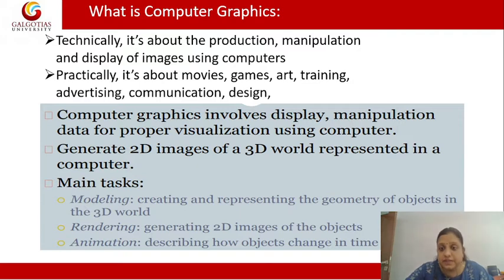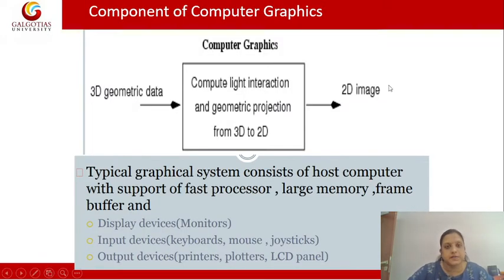Computer graphics involves display and manipulation of data for proper visualization using a computer. It generates 2D images of a 3D world represented in a computer. The main tasks involved in computer graphics are modeling, rendering, and animation. Modeling: creating and representing the geometry of objects in the 3D world. Next, rendering: generating 2D images of the objects, two-dimensional images. Animation: describing how objects change in time, that is, moving objects.